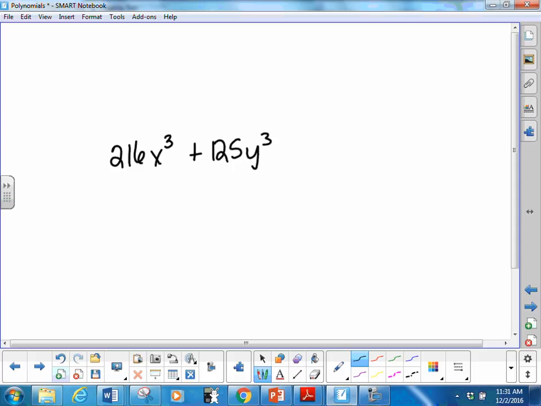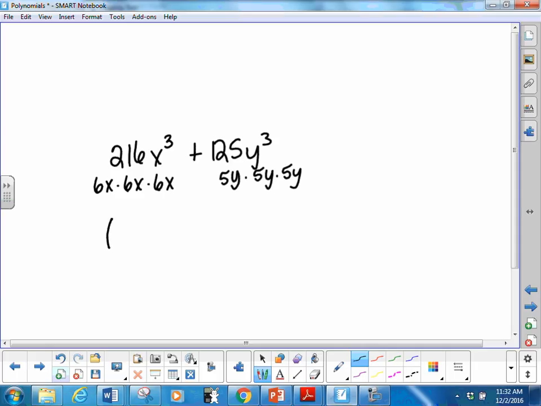This is a sum of cubes. If we were going to break it up, it'd be 6x times 6x times 6x. If we were going to break up 125y cubed, it'd be 5y and 5y and 5y. As long as you can write them as three of the same thing, then you know it's a cube.